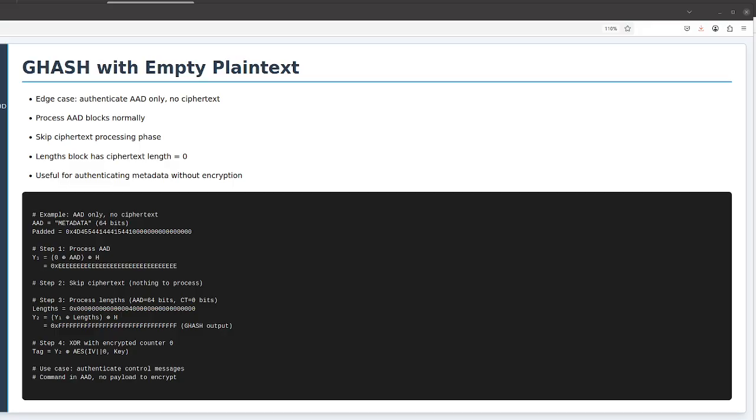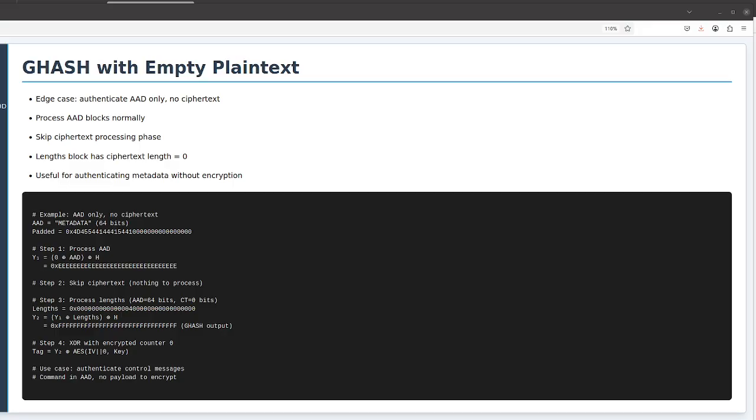Compute Y2, which equals (Y1 XOR lengths) multiplied by H. This is equivalent to 0xEE... XOR 0x00... ending with 00, multiplied by H. Let's say this results in 0xFF ending with FF. This is the GHASH output. You XOR it with encrypted counter 0 to get the tag as usual. The resulting tag authenticates the AAD, even though there is no ciphertext.